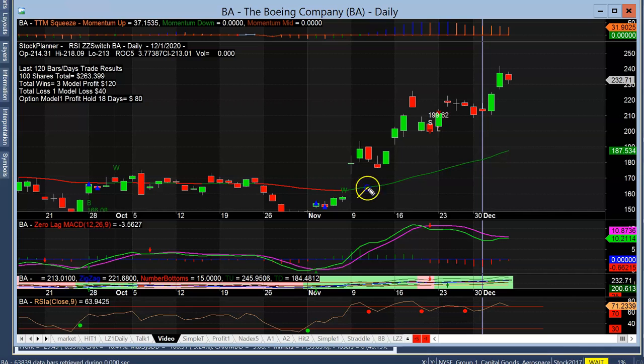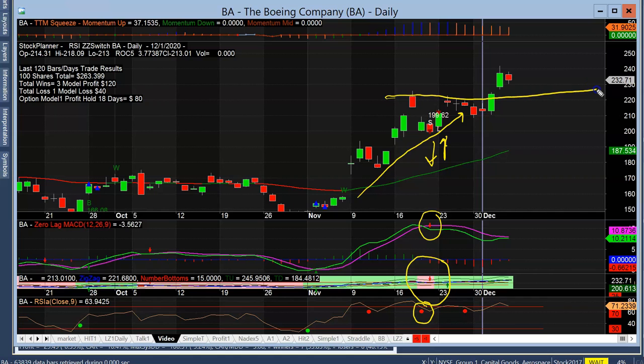Boeing, since November, has been going up. Looked like we had a little trend reversal here, and I had an RSI drop below the 70 line, and it looked like an MACD signal as well. So I decided to take a short. Instantly lost. But it still, to me, looked like it wanted to go down.